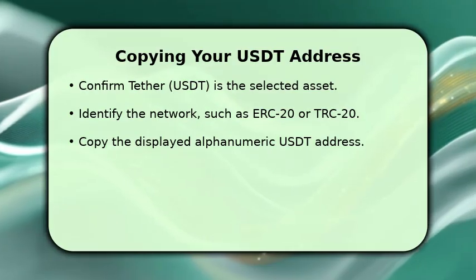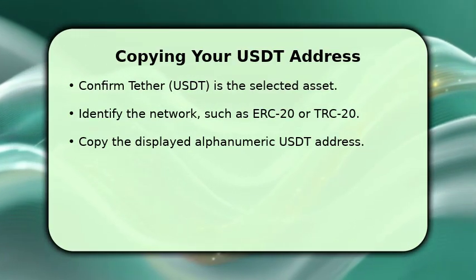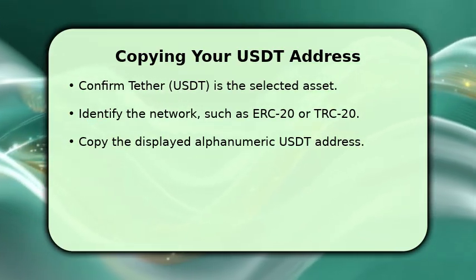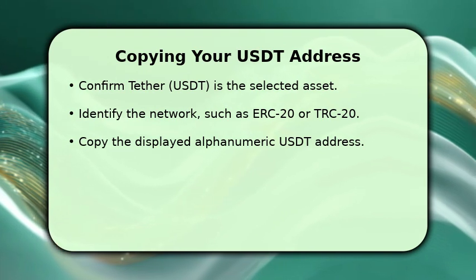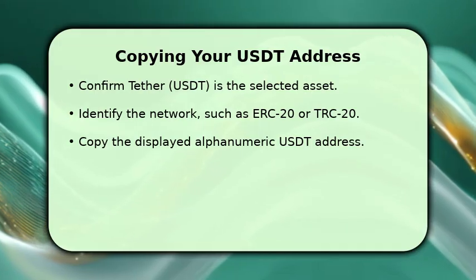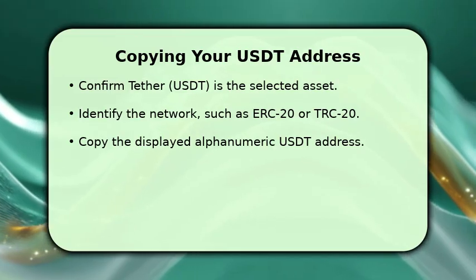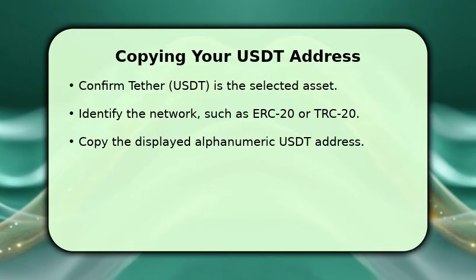After selecting USD, Coinbase will display your unique receiving address. It's vital to note the network associated with this address, like ERC20 for Ethereum or TRC20 for Tron. Make sure this matches the sender's network. Carefully copy the entire alphanumeric string. Always double-check the address to prevent any errors before sharing it with someone.